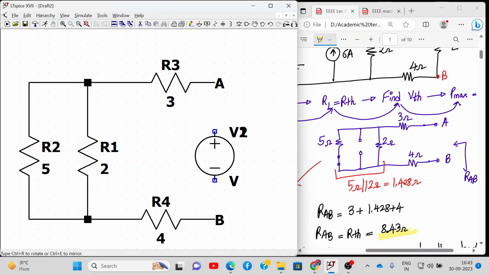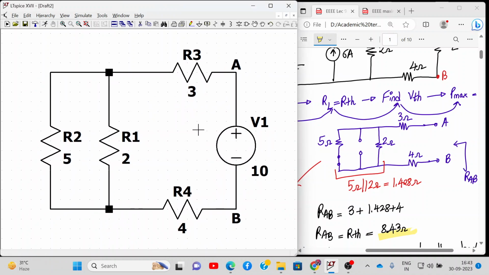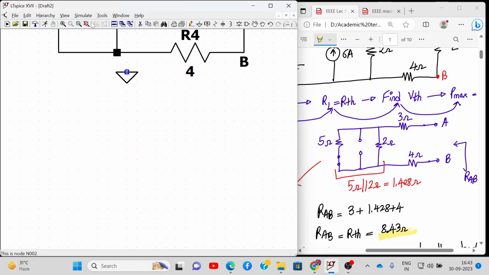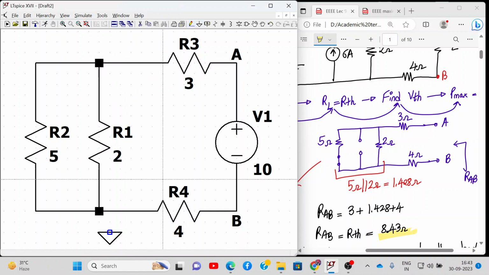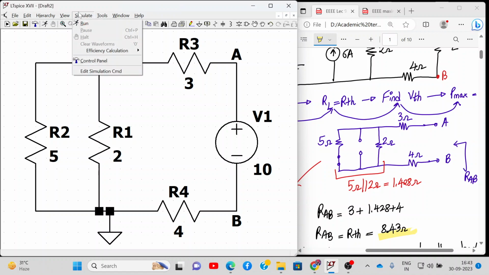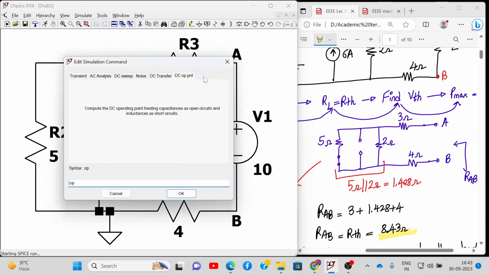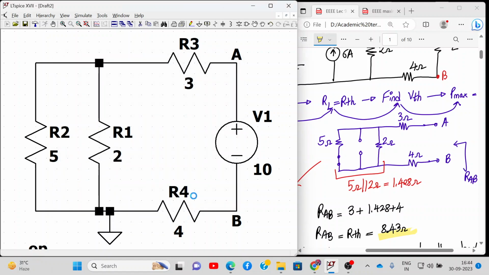And let's see how much current is drawn in the circuit by this voltage source. So let me connect it. Yeah, and the value is around 10 volt. Now I need to connect the ground also. Let me connect the ground over here with a wire. Now I'll simulate it. Ground was required. I'll go to simulate, select DC operating point and click on OK.